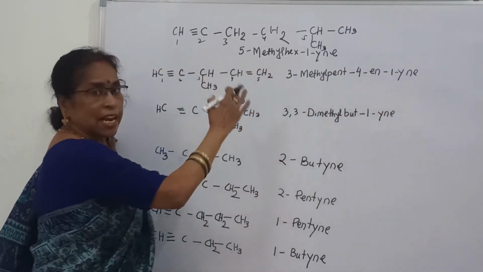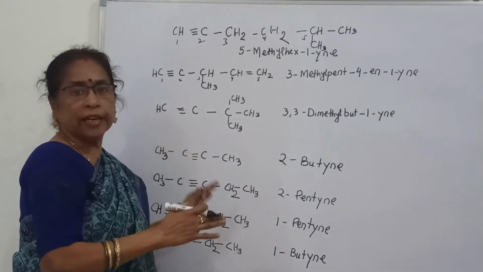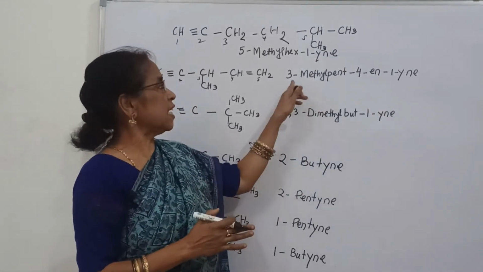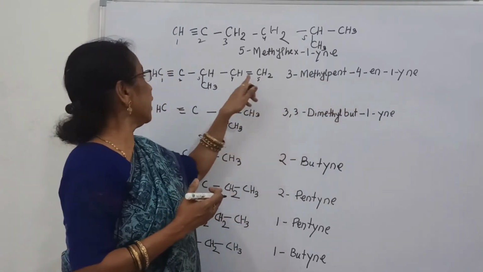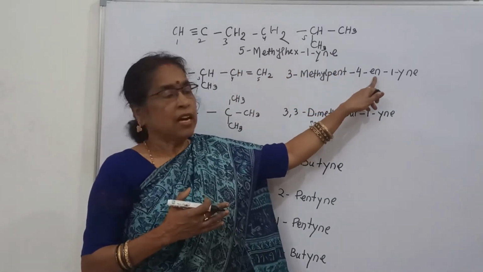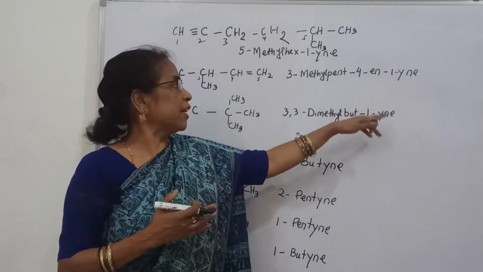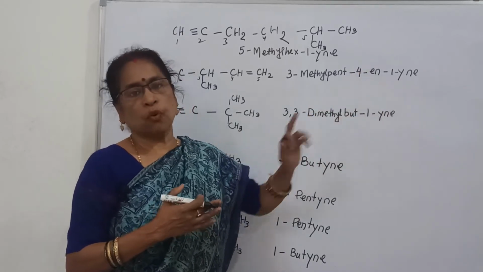So what is the name? 3-methyl pent-4-en-1-yne. Again see, 3-methyl, pent is the long chain, 4-ene and 1-yne. And since it is ene and yne, alphabetically ene comes first, so it is 4-ene, 1-yne.